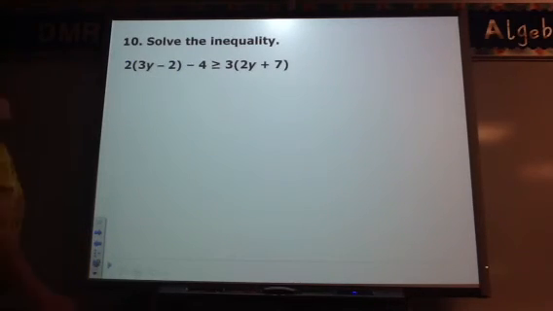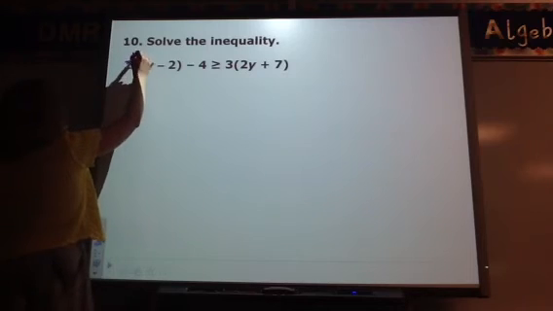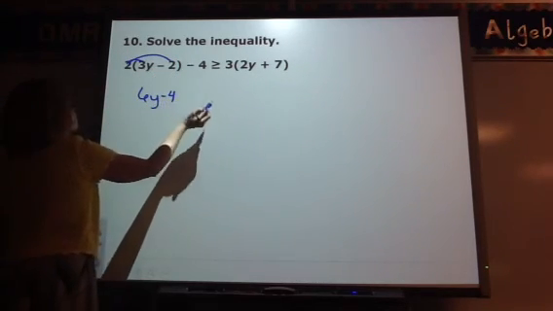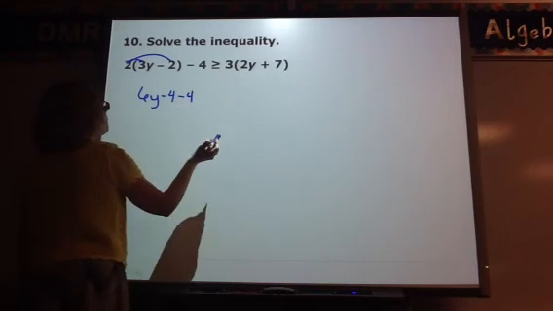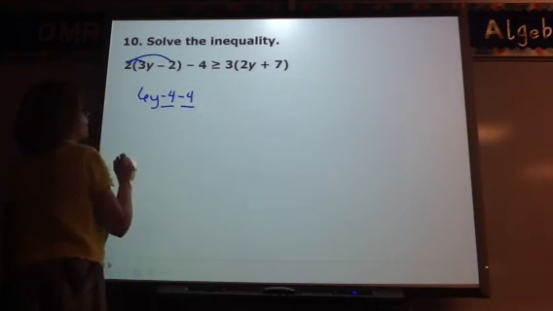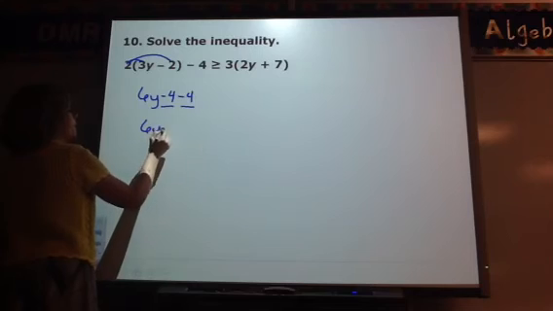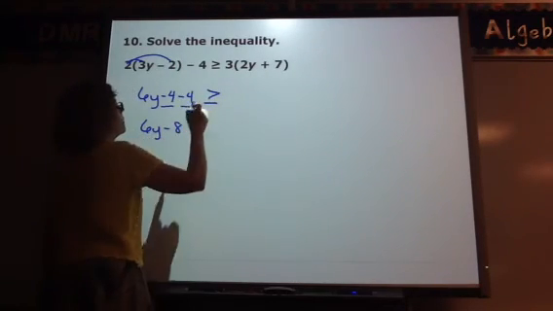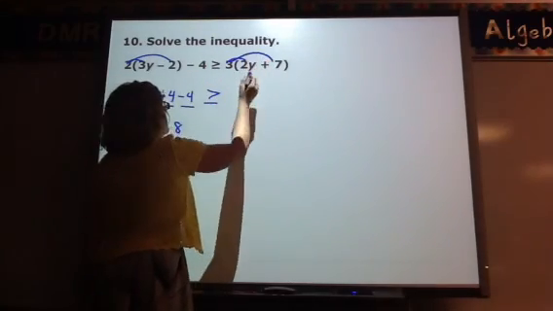Alright, on this one, it looks like we need to simplify the left side. Distribute. Bring down your subtract 4. I can simplify negative 4 and negative 4 and get negative 8. Let's simplify the right side by distributing.